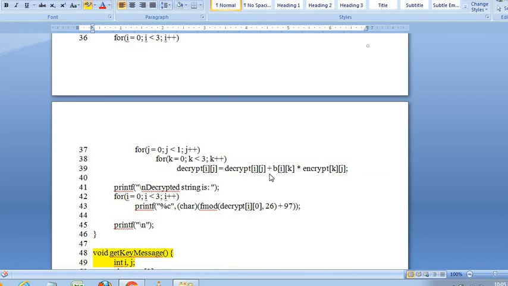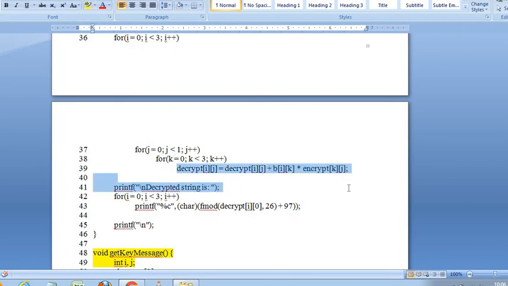I already told, so nothing but the inverse matrix will be multiplied with the encrypted string. The encrypted string is nothing but the ciphertext. The ciphertext value will be multiplied with the inverse of the key matrix. After multiplying, it returns some values. We will take the mod operation on those values. After taking the mod operation, we will get the same plain text. That is what is mentioned here.